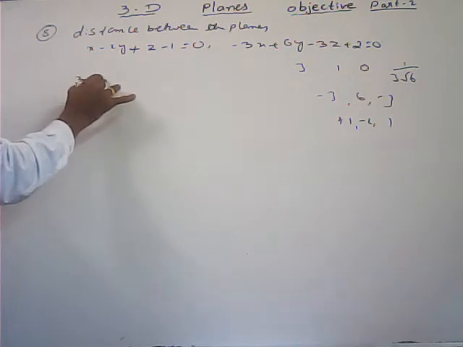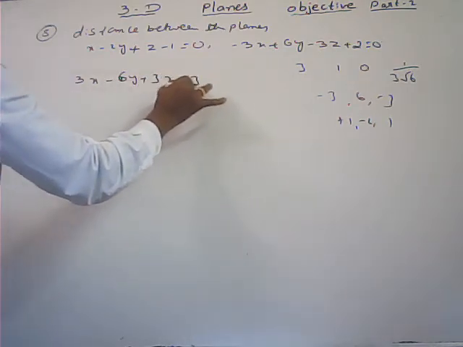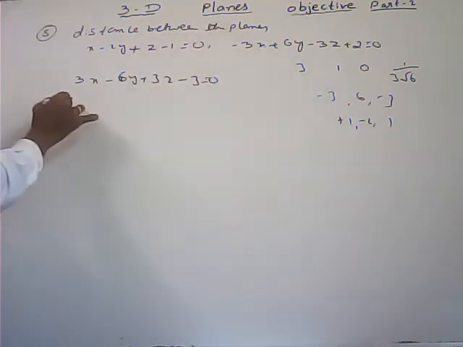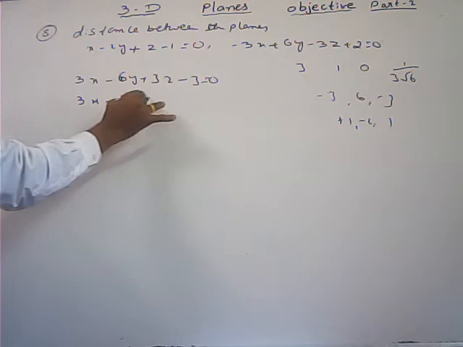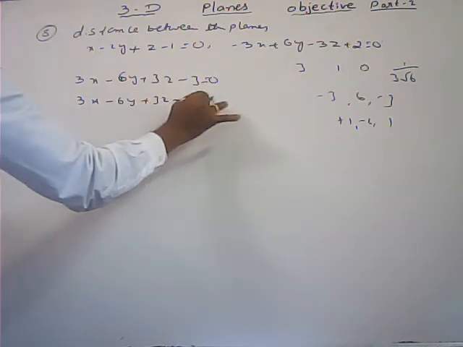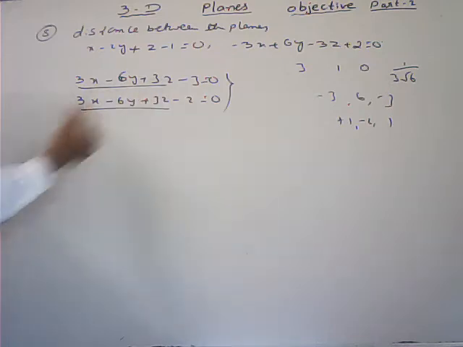3x minus 6y plus 3z minus 3 equals 0. That one multiplying with the minus, 3x minus 6y plus 3z minus 2 equals 0. These two are parallel, and here the direction ratios are the same only. If the direction ratios are in the same ratio, then the planes are said to be parallel.